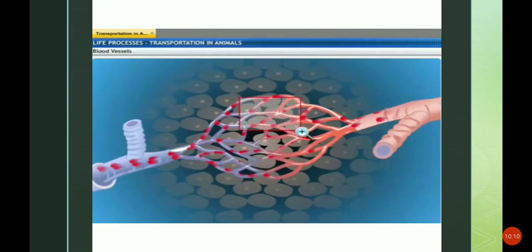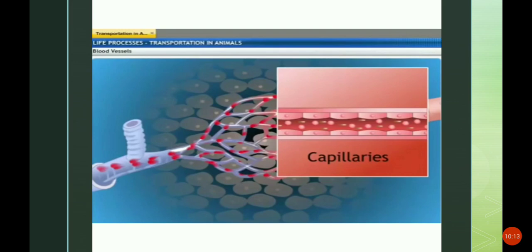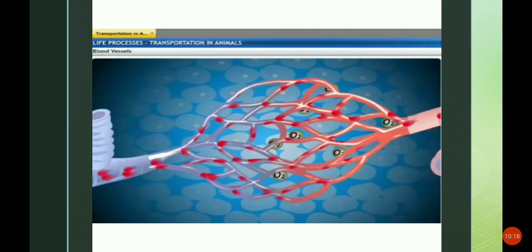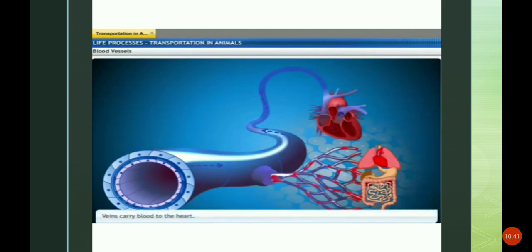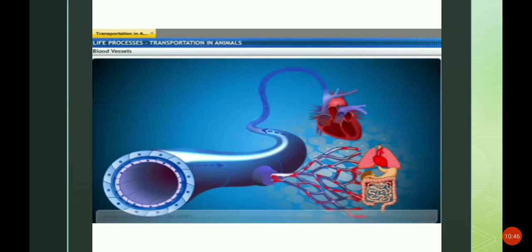The smallest vessels have walls which are 1 cell thick and are called capillaries. The thin walls of the capillaries allow oxygen and nutrients to pass from the blood into the tissues and waste products from the tissues into the blood. The capillaries then join to form veins that carry the blood away from the organ or tissue.